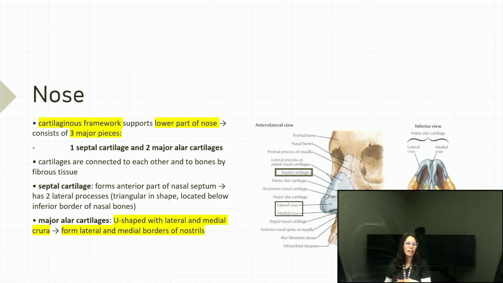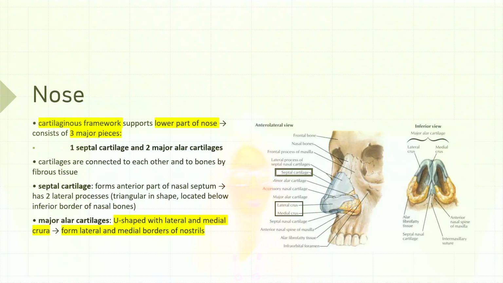Now, for the cartilage, I'm going to show you. I'm going to make myself disappear a little behind this PowerPoint, but you can see right here the septal cartilage, the lateral crus of that cartilage, and the medial crus of that cartilage. So this cartilaginous framework supports the lower part of the nose, and it has those three parts, like I said: the septal, lateral alar, and medial alar cartilages.